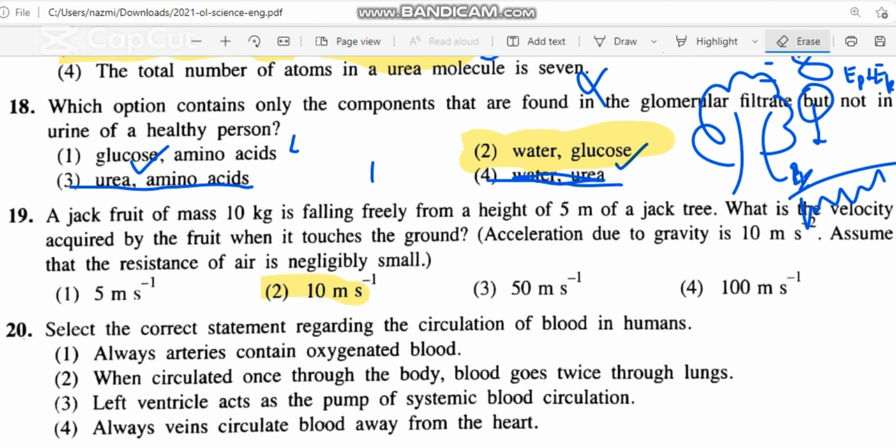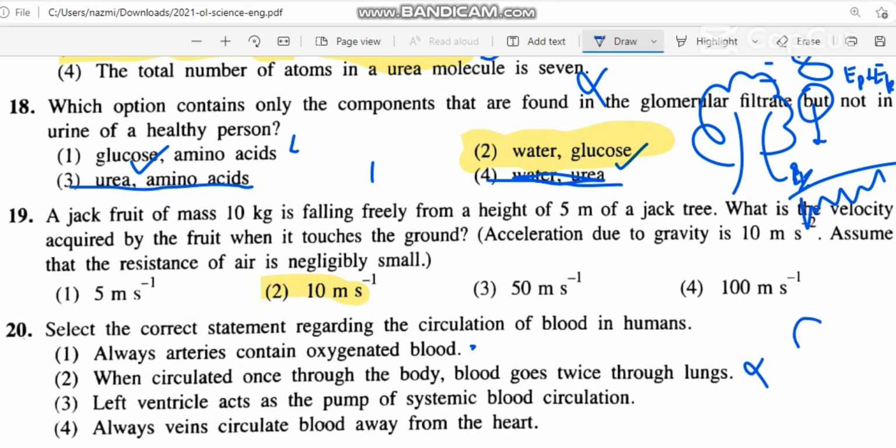Select the correct statement regarding the circulation of blood in humans. Always arteries contain oxygenated blood. Arteries are taking the blood away from the heart. Arteries are always having oxygenated blood? Let's see. When circulated once through the body, blood goes twice through the lungs. No, it goes once through the lungs and twice through the heart. That only we call double circulation. So this is wrong.